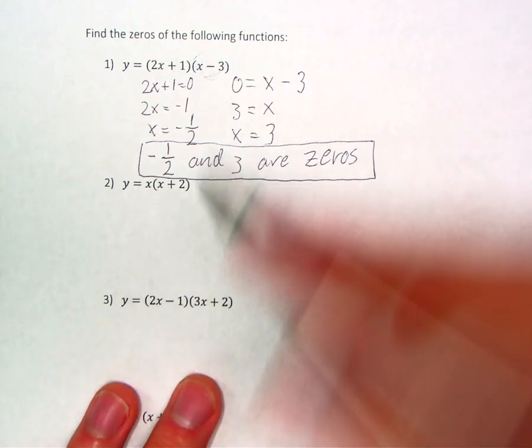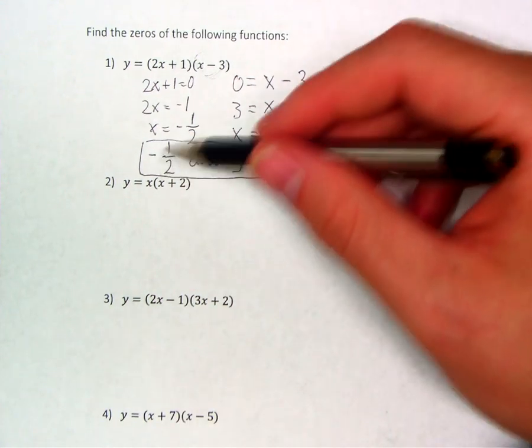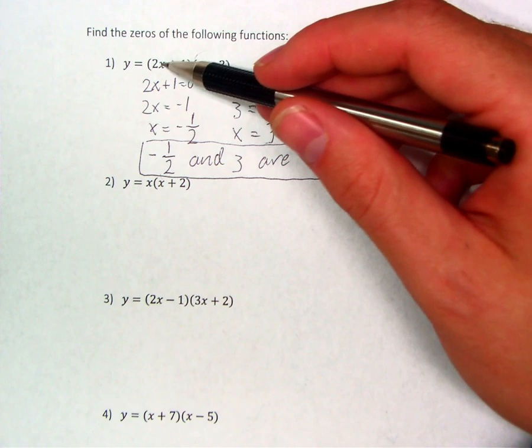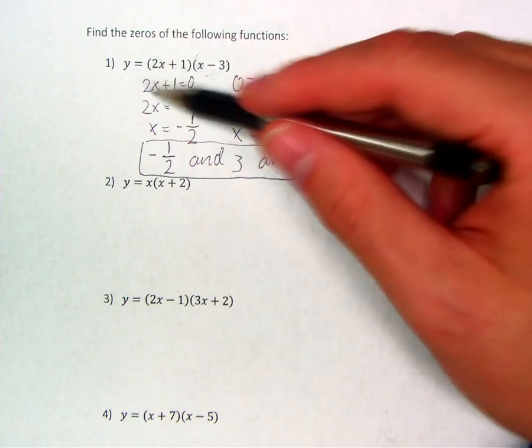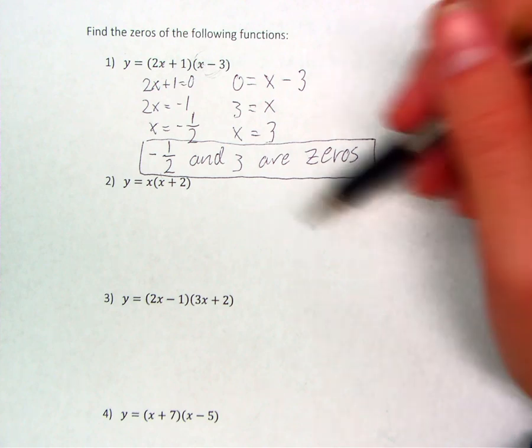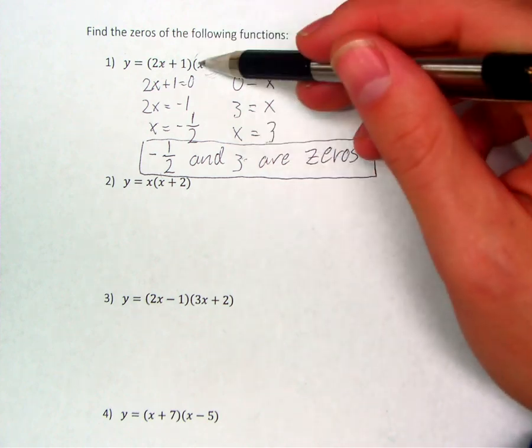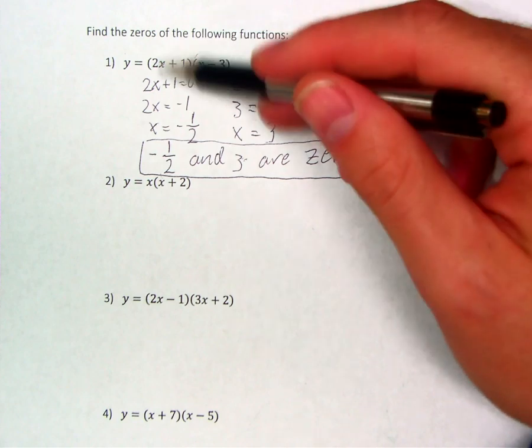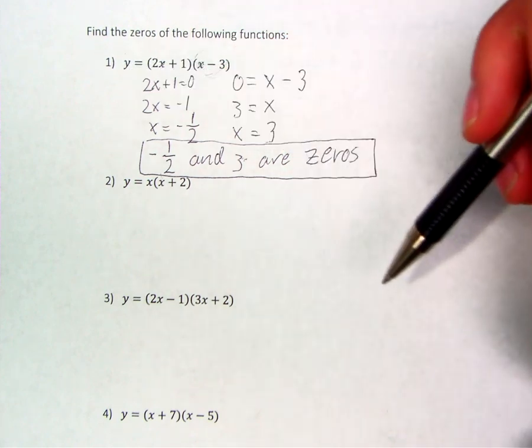And you can try it out. You can put negative 1/2 in here for x in both spots and work this all out and see if y equals 0. It will. Also with the 3, you could put 3 in here for x in both spots and work that out, and it's going to make y equal to 0.